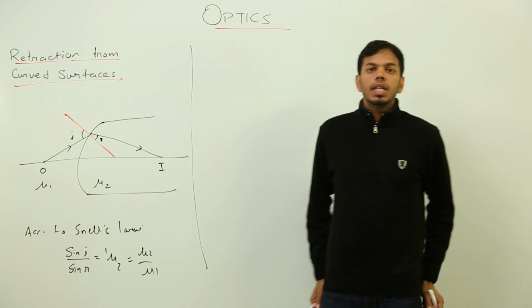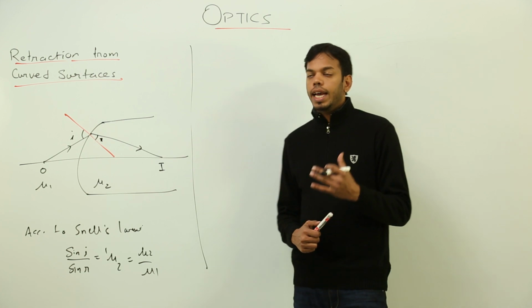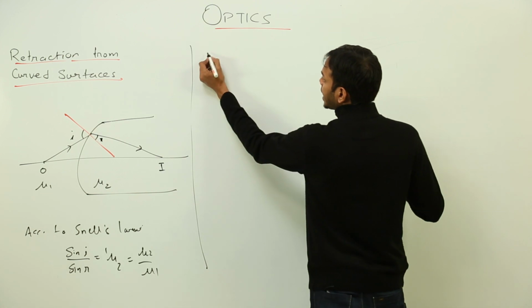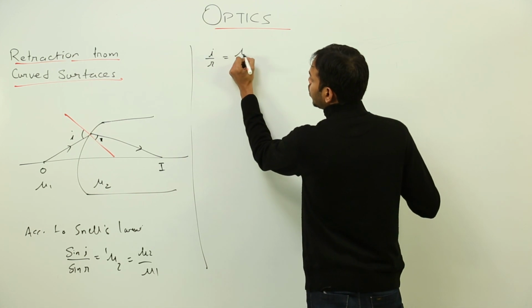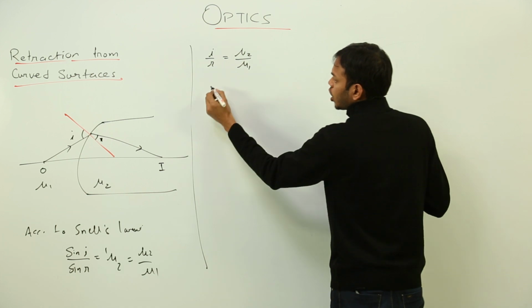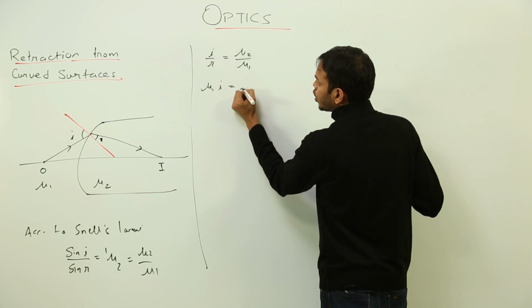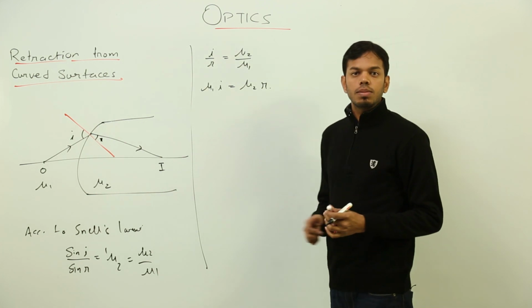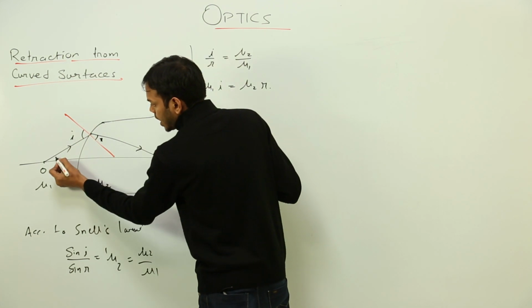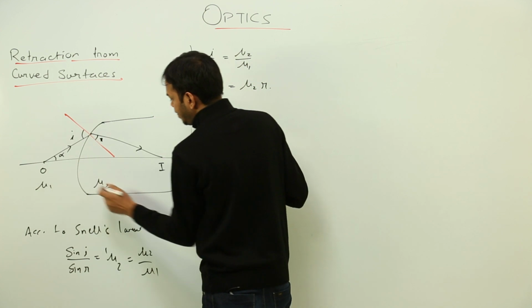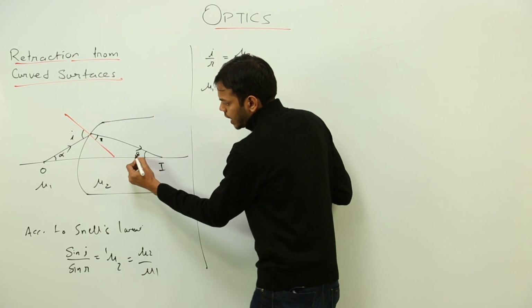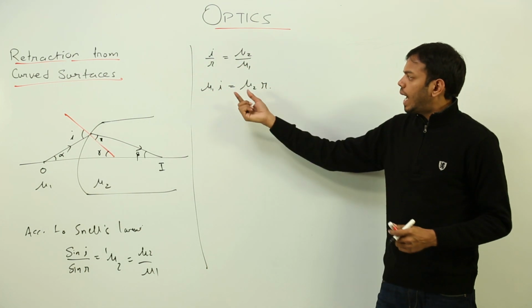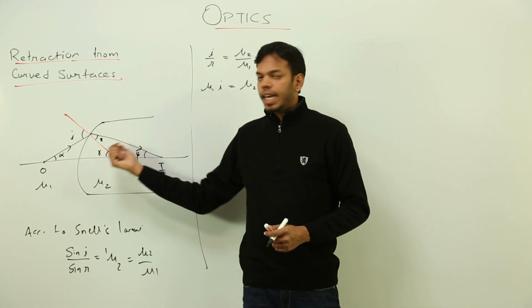Now we know this property that when theta is small, sin theta tends to theta and tan theta also tends to theta. That means instead of writing sin I upon sin R, I will write I upon R equal to mu 2 over mu 1. Cross multiplying, mu 1 times I is equal to mu 2 times R. Now I have to write this I and R in terms of alpha, beta and gamma. The angle of object is alpha, the image angle is beta, and this angle which the normal makes is gamma.